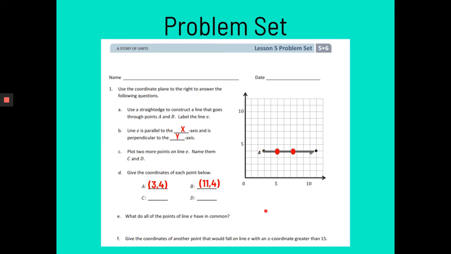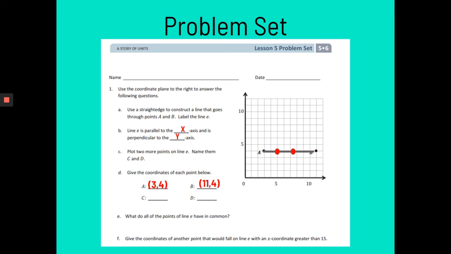Okay. And for F, it says give the coordinates of another point that will fall on line E with an x-coordinate greater than 15. So pause the video if you haven't already answered the question. Answer the question in the comments and then come back, because then we're going to talk about F.